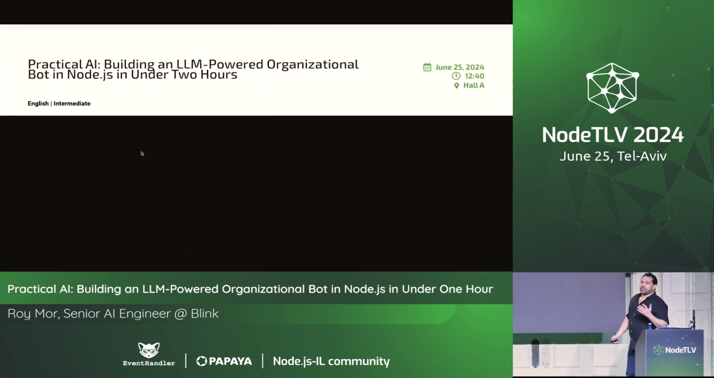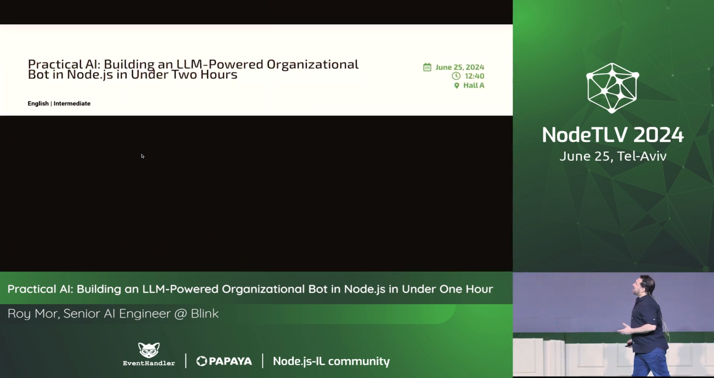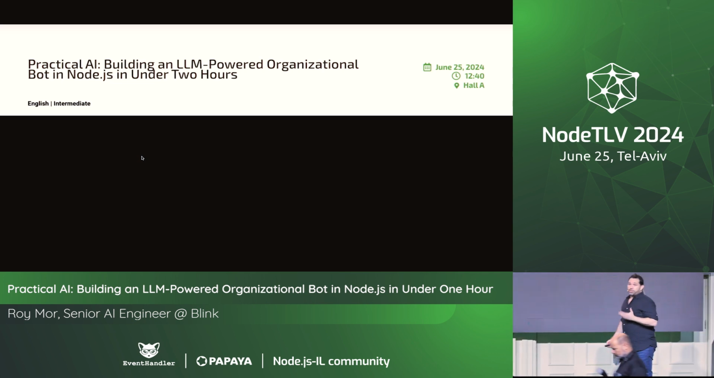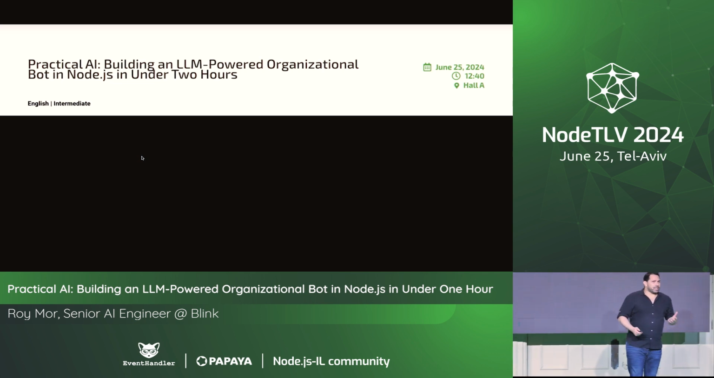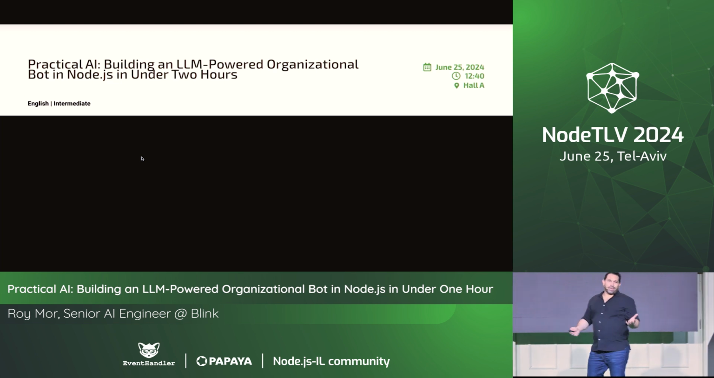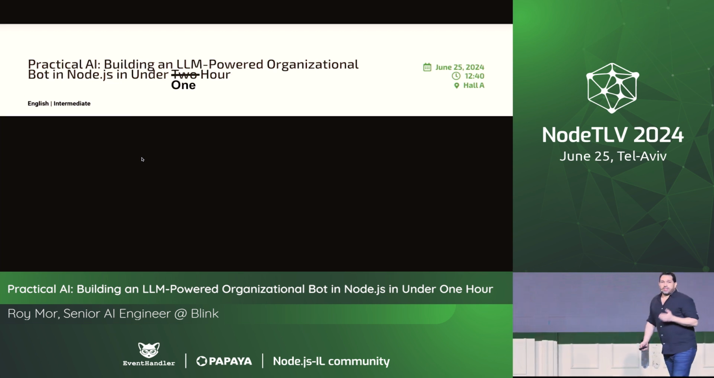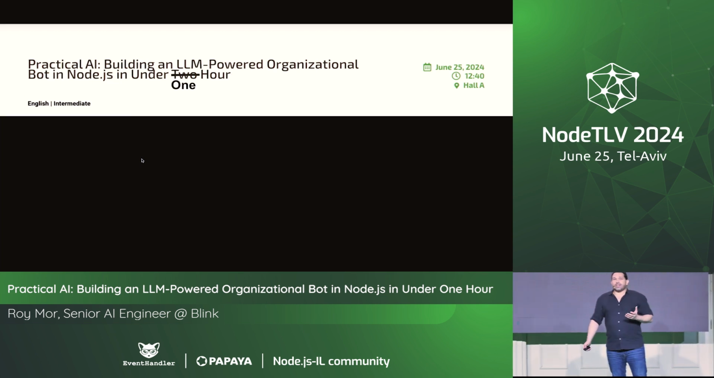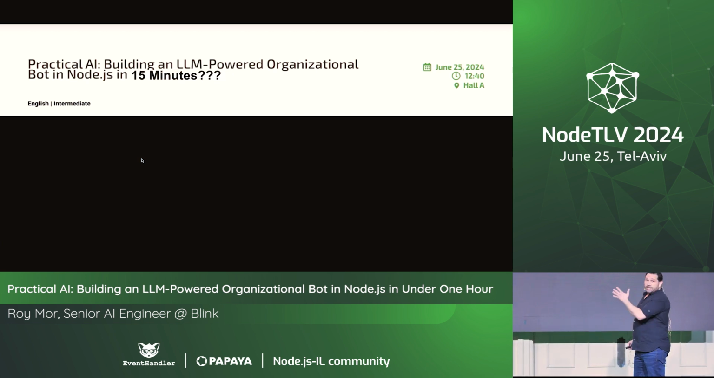This talk was originally titled Practical AI, Building an LLM-Powered Organizational Bot in Node.js in under 2 hours. Then I realized we can actually do it in under 1 hour, which sounds a lot better, right? So I changed the title. Then I came across some code that shows how to do it in about 12 lines of code. So maybe we need to change it again, I'm not sure.